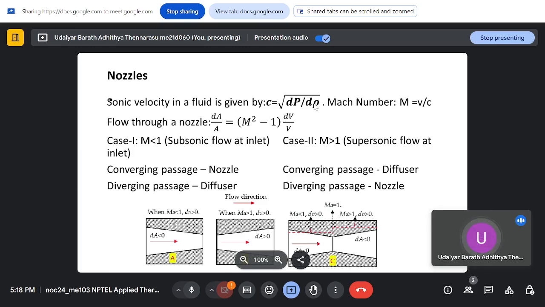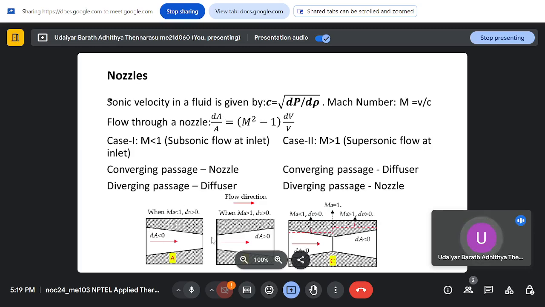So your flow rate will be the same. With that you will get this expression. This says that when you are in subsonic flow, you will have a minus dV by V term. So M will be less than 1. In that case, the right hand side will be negative. That says that your dA should be negative.